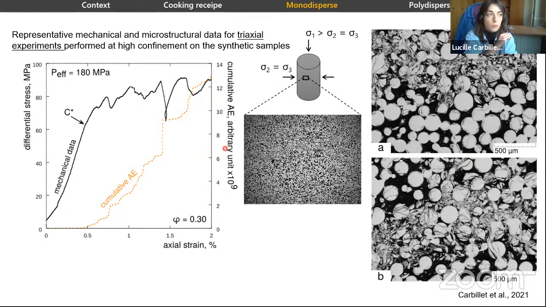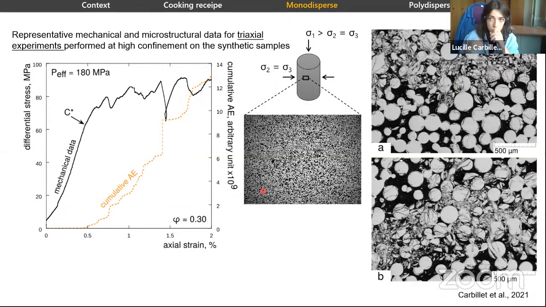So if you remember the first example that I gave, in the geological setting with the sandstone formation, the big bands that we saw were actually also compaction bands. So in our synthetic samples, we were able to reproduce the same type of microstructural features as what has been observed both in the field and in the laboratory on natural rocks.